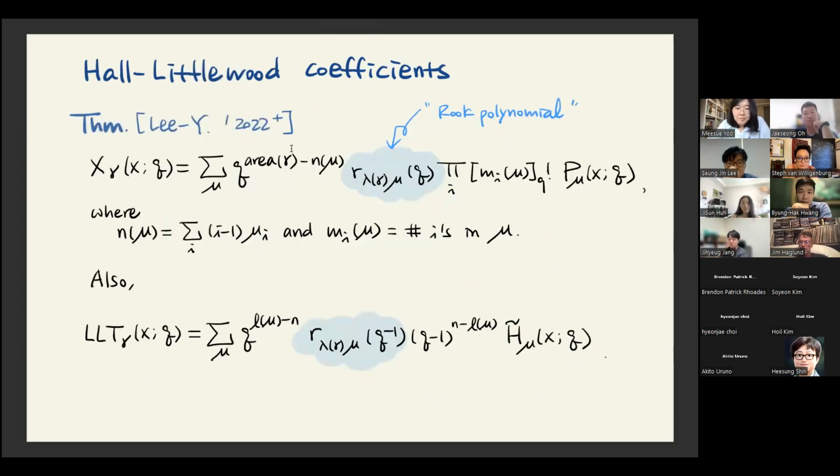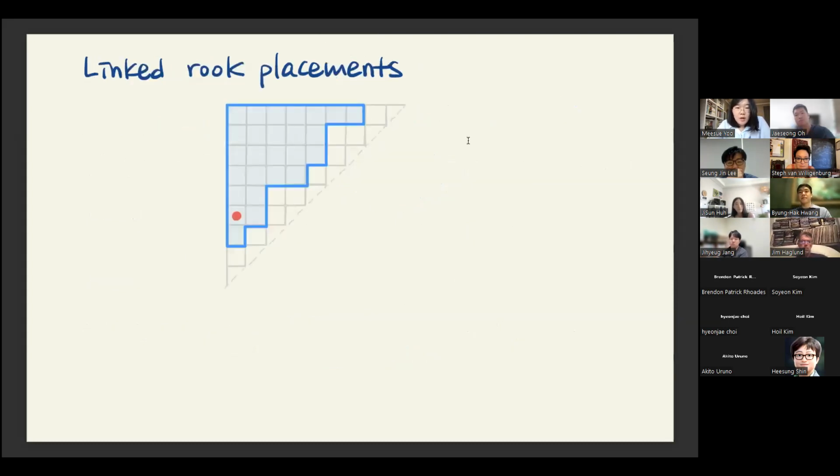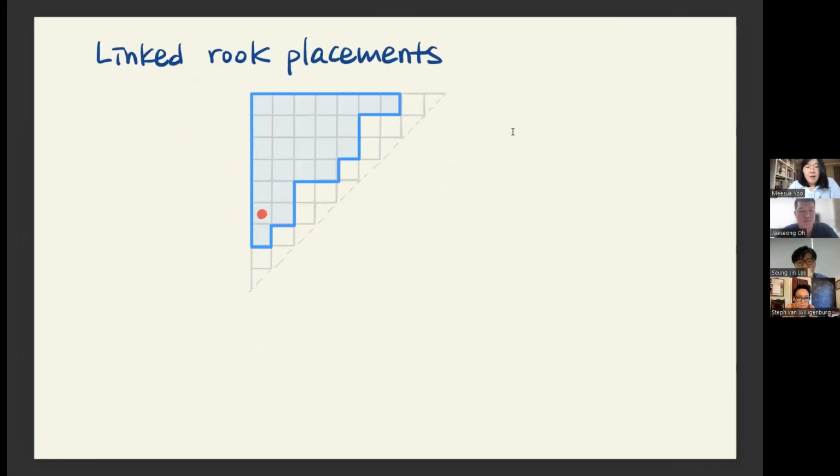Here is the theorem. The original Hall-Littlewood expansion of the chromatic quasisymmetric function looks like this. And this coefficient is going to be a rook polynomial. And then using the same rook polynomial with q replaced by q inverse, you get the modified Hall-Littlewood expansion of unicellular LLT polynomials. And this is a theorem. And I'm going to explain how you get this rook polynomial. So you need to know a linked rook placement. Let me explain what a linked rook placement is.